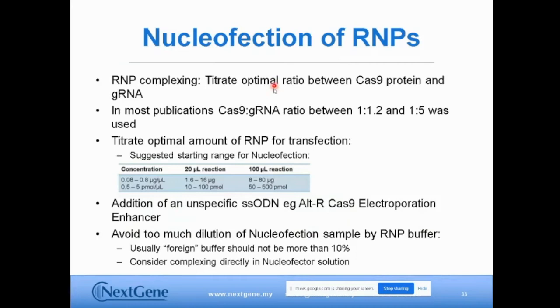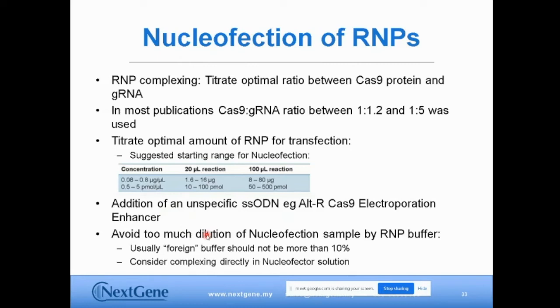As mentioned earlier, for nucleofection of RNP it is important to titrate the optimal ratio between the Cas9 protein and guide RNA. In most publications, the ratio is between 1 to 1.2 and 1 to 5. This could be the range that we optimize to see which one works best. And for the amount, the recommendation when using nucleofection is a concentration between 0.08 and 0.8.